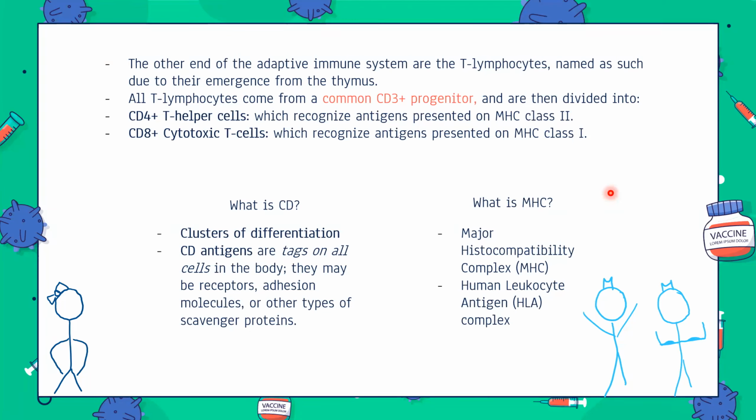What type of cell in our body recognizes an absent MHC? Exactly, our natural killer cell. So what was MHC? It was our major histocompatibility complex. And in humans, it has a different name, which is human leukocyte antigen or HLA complex. It is the exact same thing. Okay?